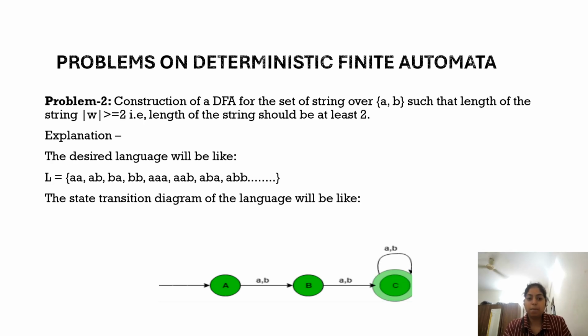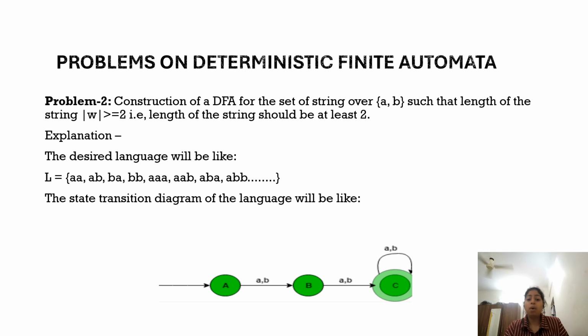Looking at the second problem, which says construct a DFA for the set of strings over a, b such that length of the string is greater than or equal to 2. That is, length of the string should be at least 2. The desired language will look like L = {AA, AB, BA, BB, AAA, AAB, ABA, ABB, ...}.